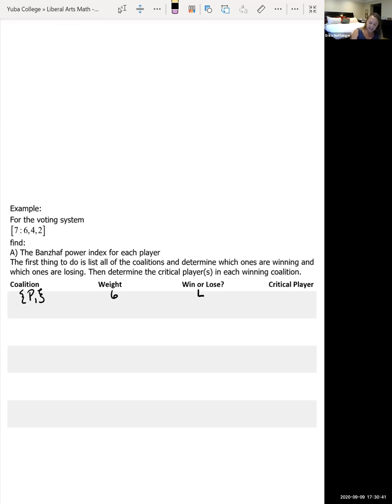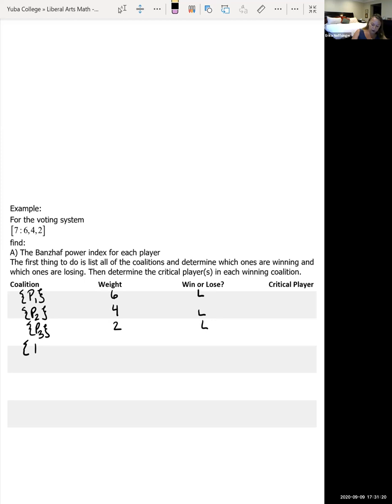The same thing is going to happen for any one-player coalition; it is never going to win. Player 2 alone would be a weight of 4. It doesn't meet our quota, so it's losing. Player 3 has a weight of 2. Again, it's losing. A lot of times it's a waste of time to list the losing ones, but as a reminder, I'm going to list them off in this case.